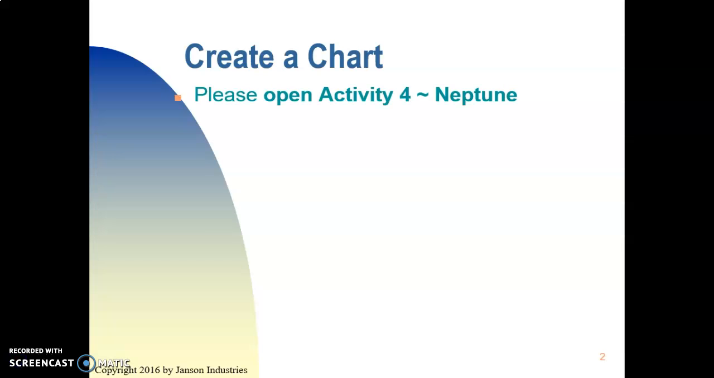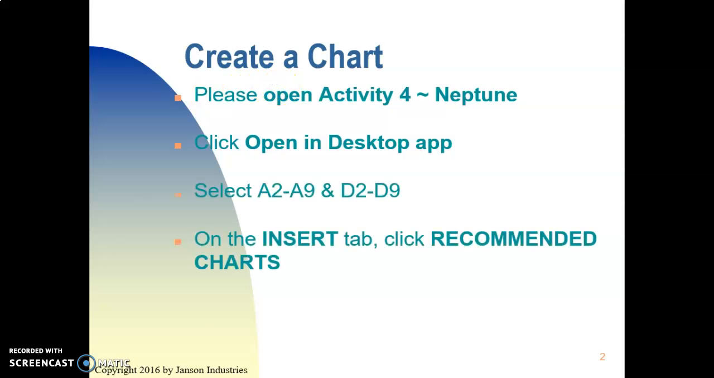So the first step is to open Activity 4, Neptune. As I stated in our update, it would be helpful if you already had this open when we started, so hopefully most of you already have that open. We're going to use this as an example of how to insert a chart before you do it on your own for Activity 5. Make sure you click Open in the desktop app so that everyone is looking at the same options.